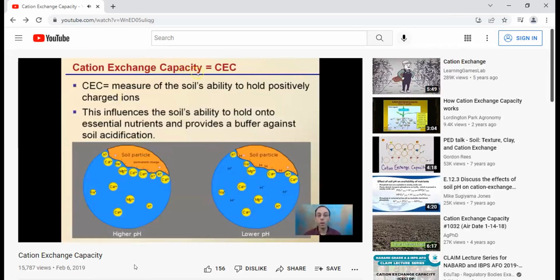So cation exchange capacity is abbreviated CEC. This is a measure of the soil's ability to hold positively charged ions. Those are important because many of the positively charged ions mentioned here are associated with major nutrients needed by the plants. The CEC influences the soil's ability to hold onto essential nutrients and provide a buffer against soil acidification. So we see that the soil particle here has that typical permanent negative charge that's going to attract or hold these positive ions, which tend to have a lot of the nutrients that the plants need.